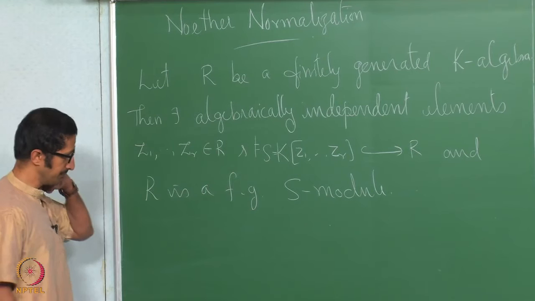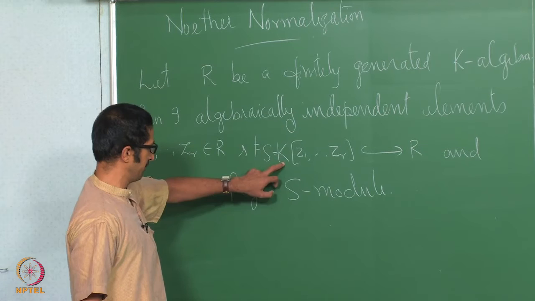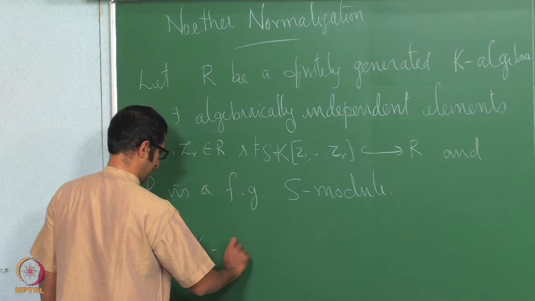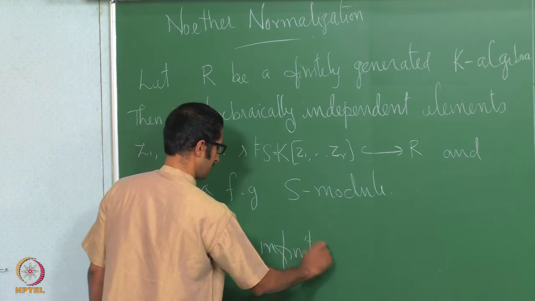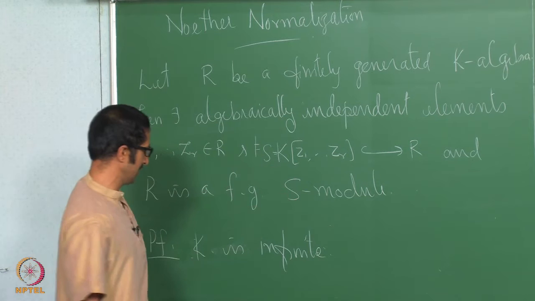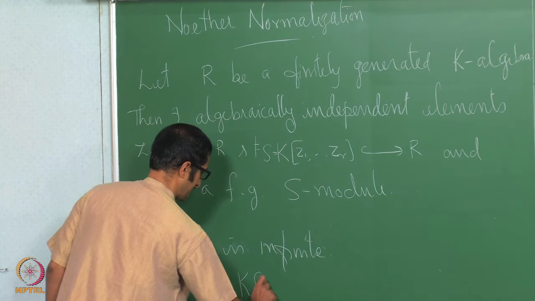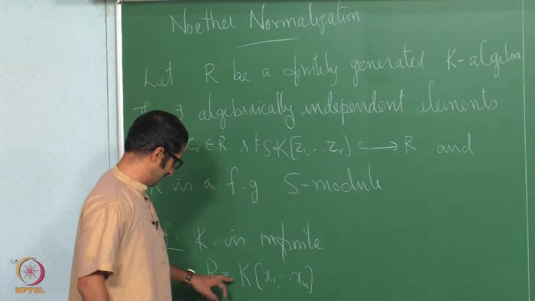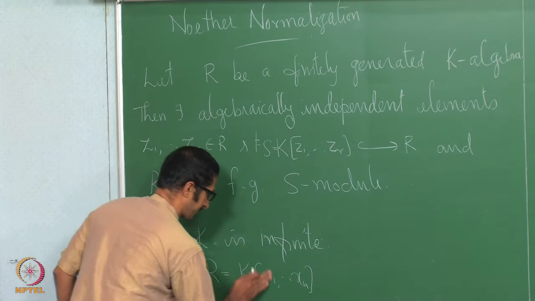So we proved this when the field K is infinite. I am not going to repeat the proof, but I will quickly go through the steps. Here we proved this by induction on n, but what is n? When I write this K[x1, ..., xn], I mean R is a K algebra generated by x1 up to xn. These need not be variables.